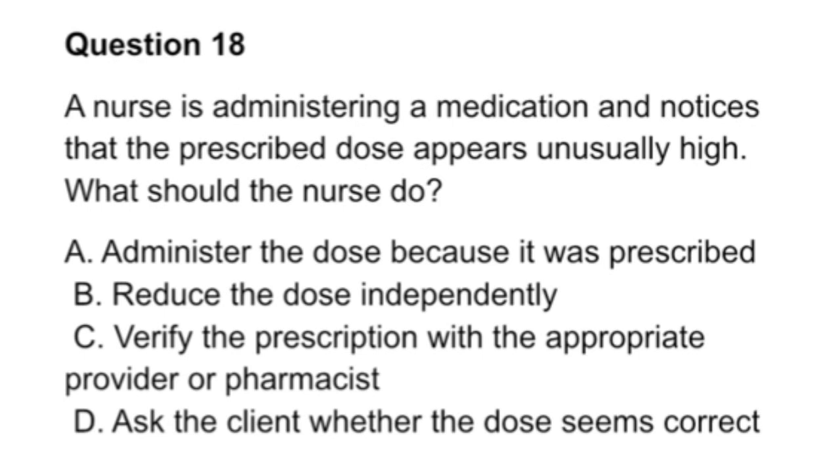A nurse is administering a medication and notices that the prescribed dose appears unusually high. What should the nurse do? A. Administer the dose because it was prescribed. B. Reduce the dose independently. C. Verify the prescription with the appropriate provider or pharmacist. D. Ask the client whether the dose seems correct.